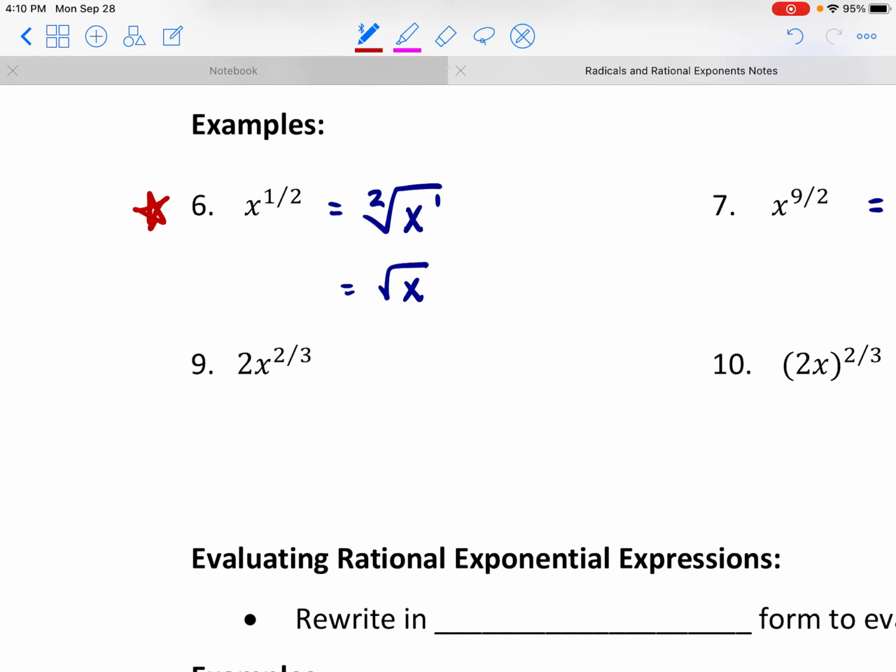We should really implant into the memory that raising something to the 1/2 power and taking the square root of that something are equivalent operations. The square root and the 1/2 power are the same, just like a cube root and a 1/3 power, or a 4th root and a 1/4 power. They're all equivalent, so they're good things to implant into the memory.